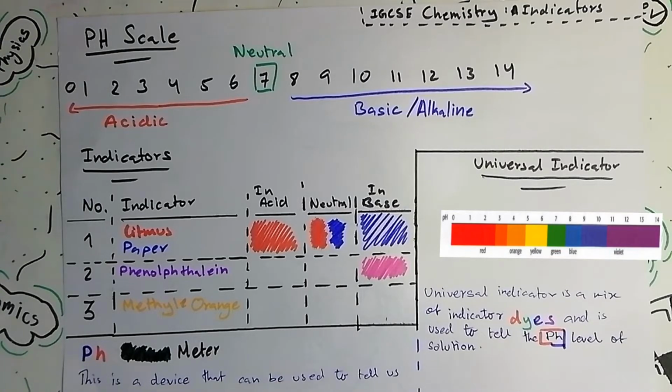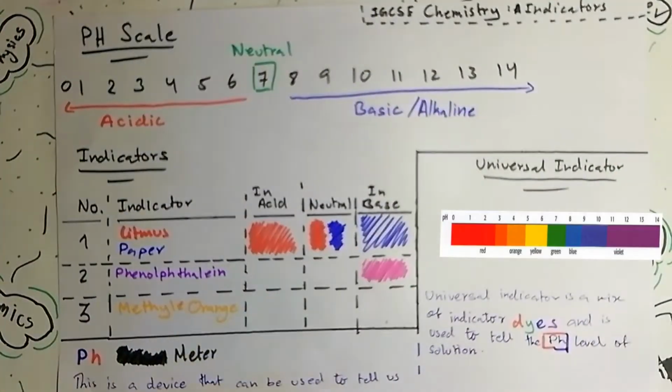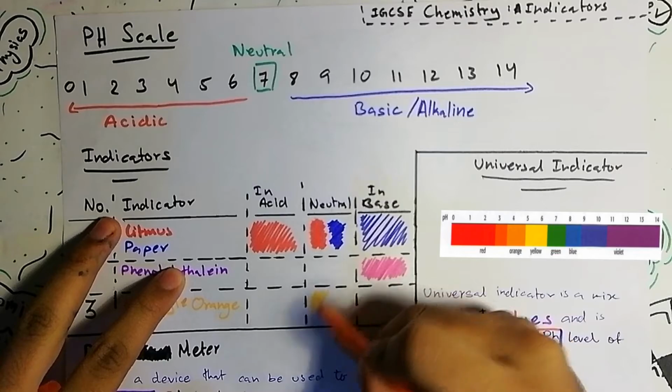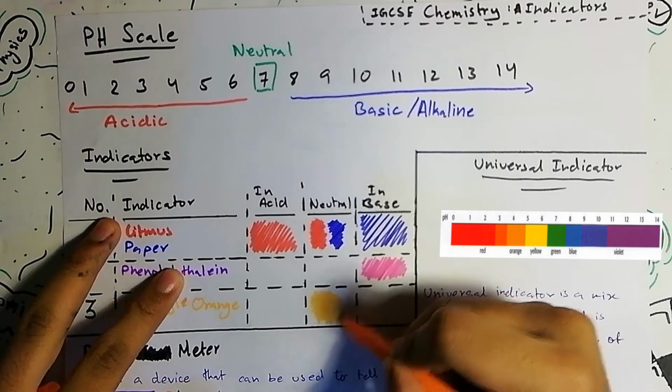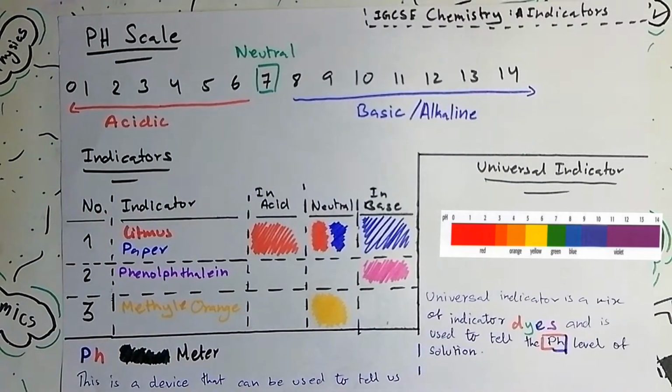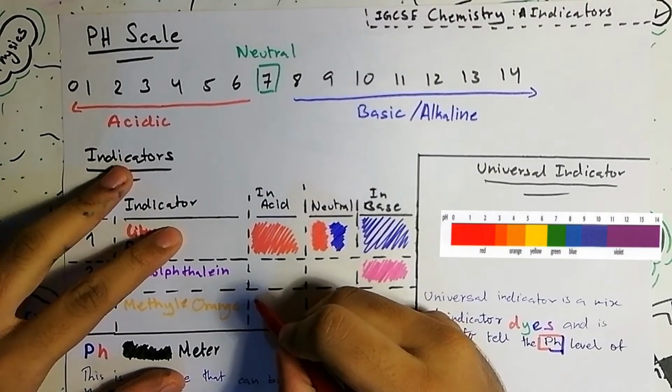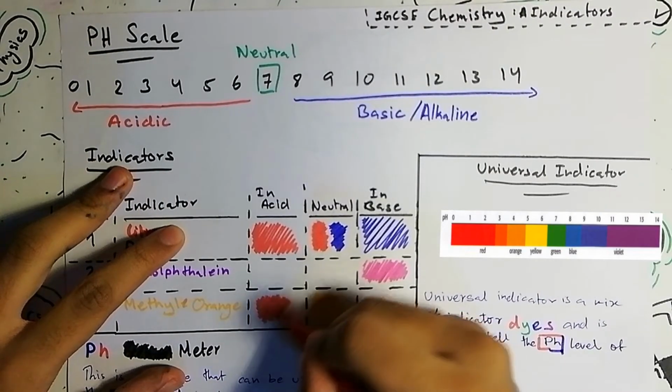And then you have methyl orange. Methyl orange is orange when neutral. It is just simple orange. And then in acids it becomes red. So we put red.